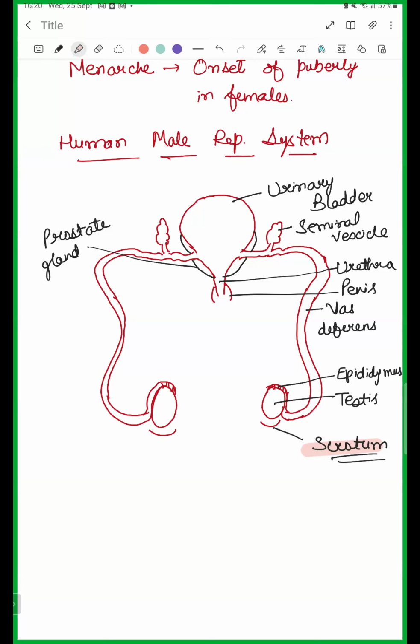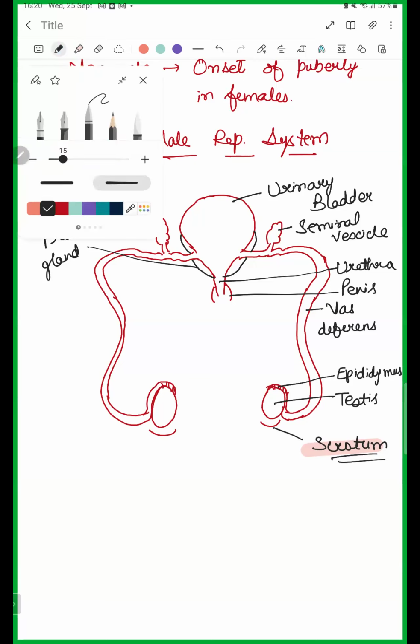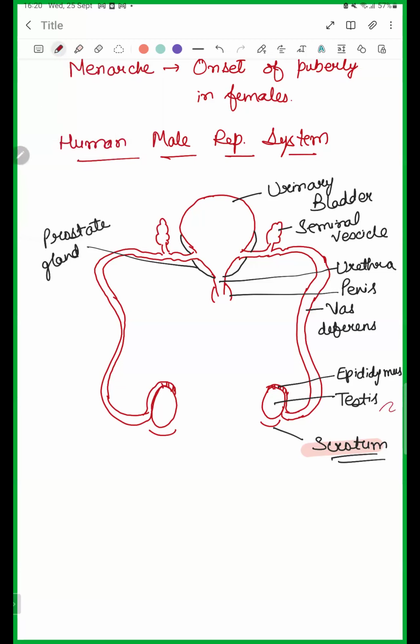What is the function of testis? We'll be writing two functions. If you all remember, we have already discussed this. It is a dual gland, which is exocrine as well as endocrine. It helps in sperm production, so it acts like an exocrine gland. And it acts like an endocrine gland because it produces hormones, that is testosterone. We have already discussed the function of testosterone. It helps in the development of secondary sexual characteristics in the male.